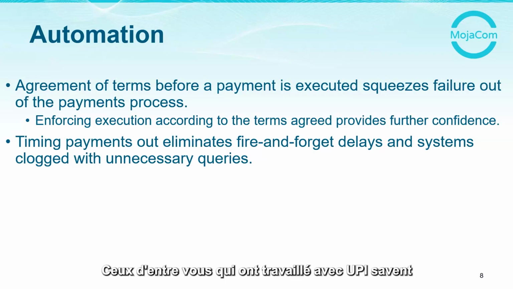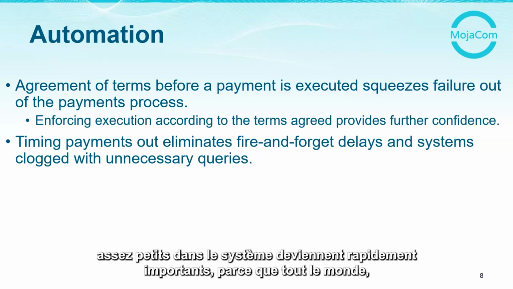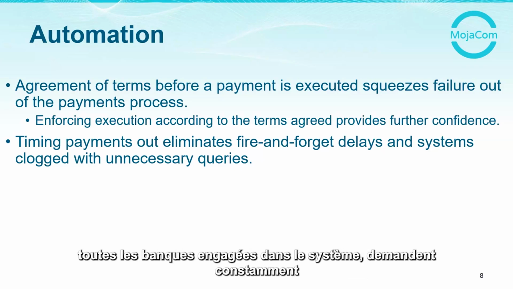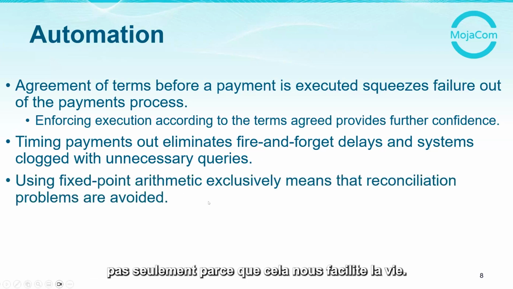Those of you who've been involved with UPI will know that one of the biggest problems that UPI has is that quite small problems in the system rapidly become large, because all the banks engaged in the system are constantly asking, what happened to my payment? What happened to my payment? We try to avoid that for obvious reasons, not just because it makes our life easier.